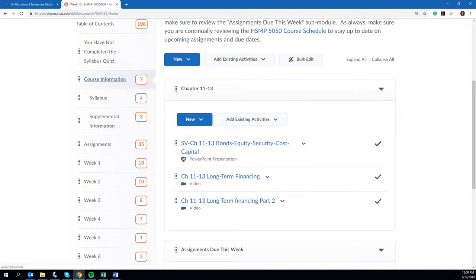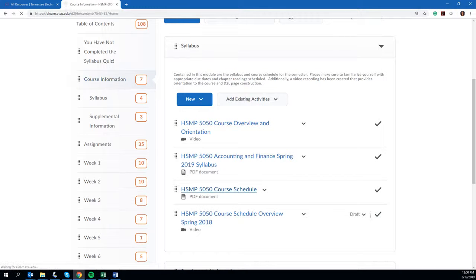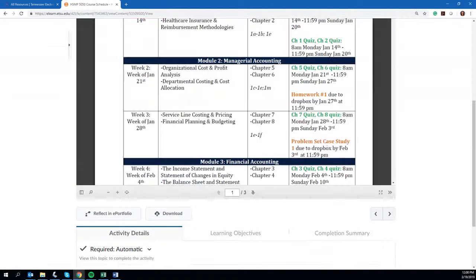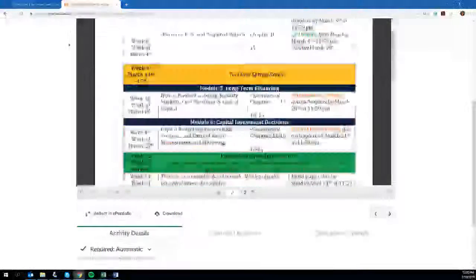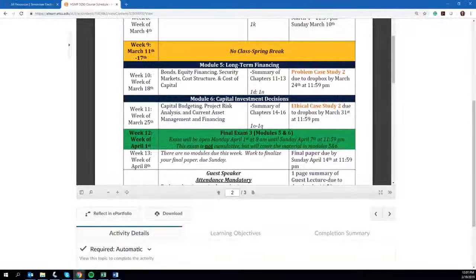As we go back to the course information, we'll go to course schedule. We'll look at some assignments that we have come due this week as well. We can see your last problem case study set number 2 is due this week. Again, as with all the other deadlines, this one is Sunday at 11:59 p.m. Next week, you have your last ethical case study due.